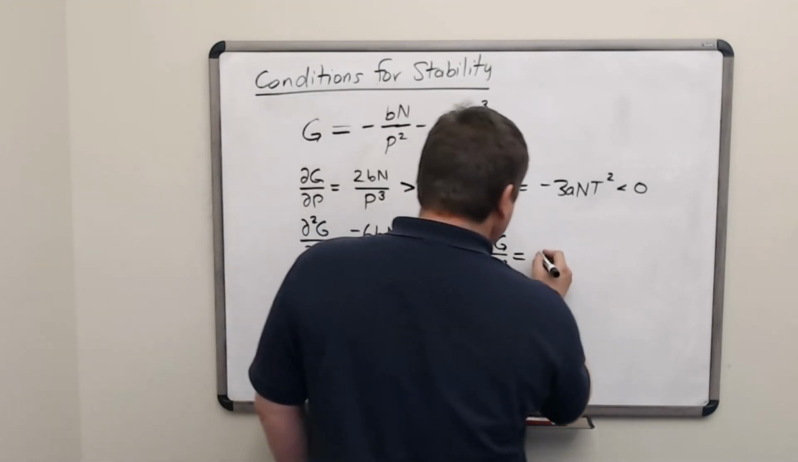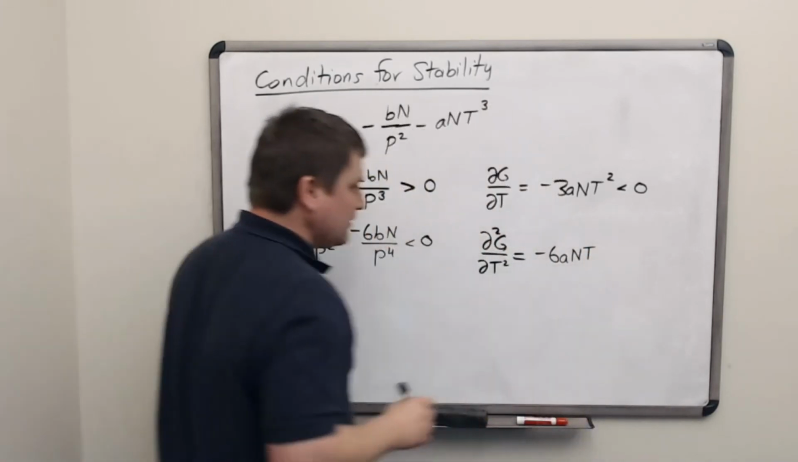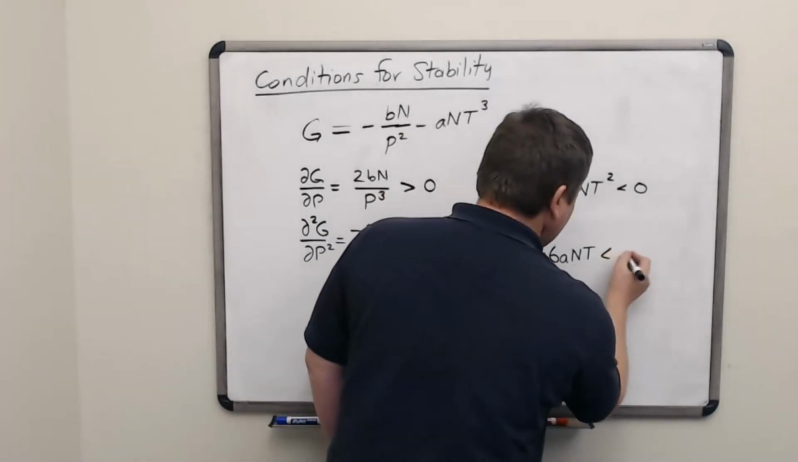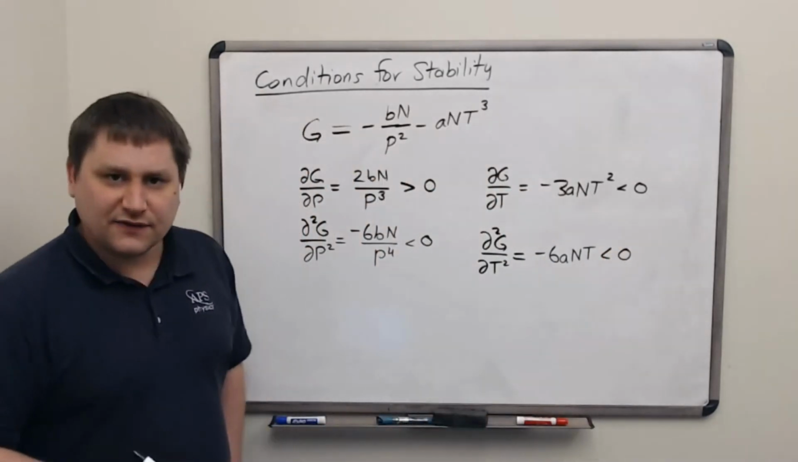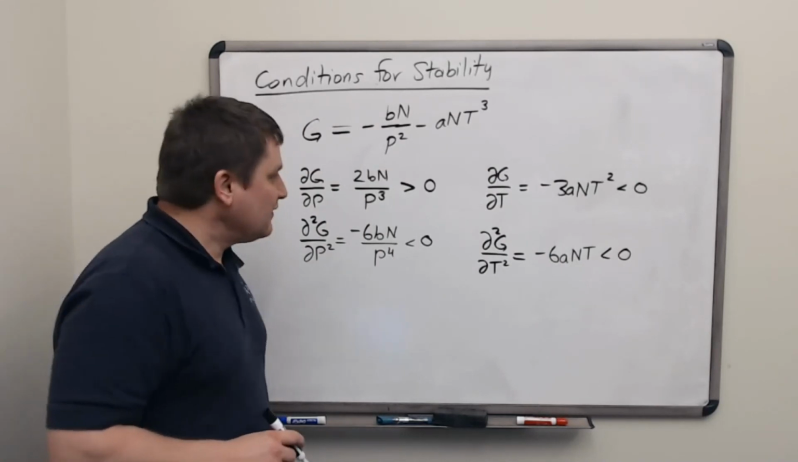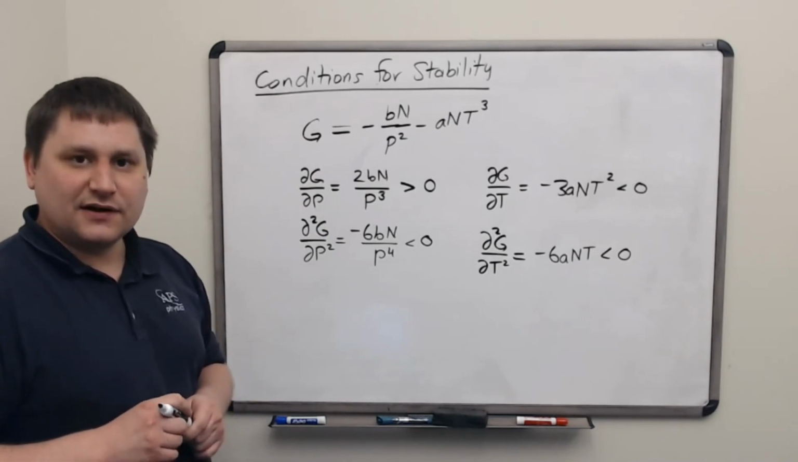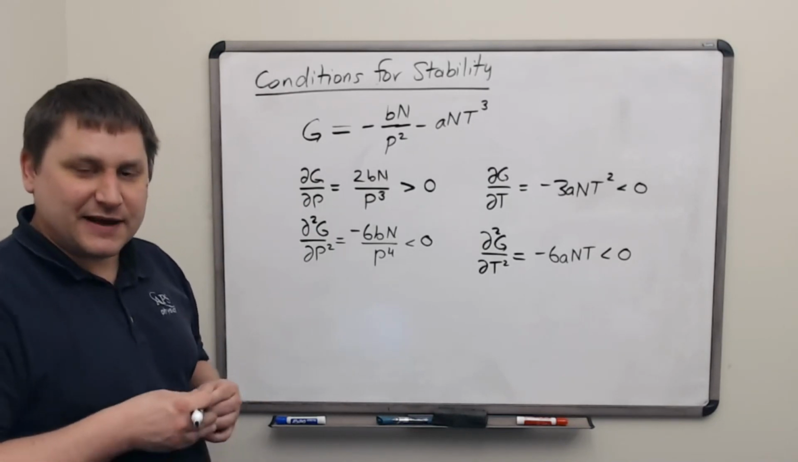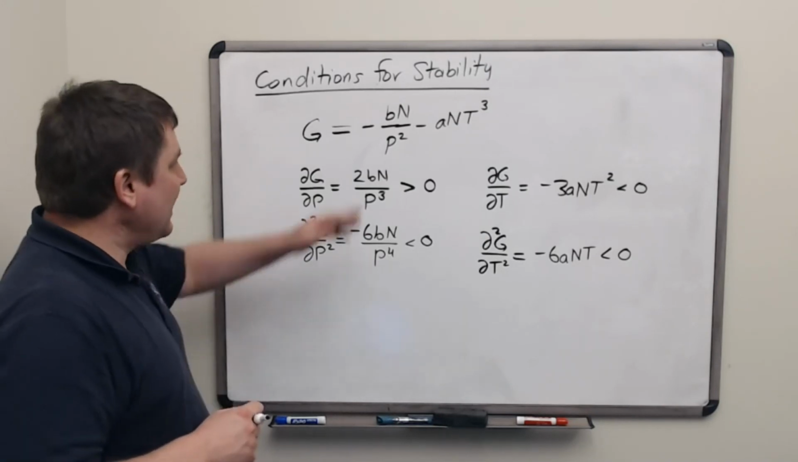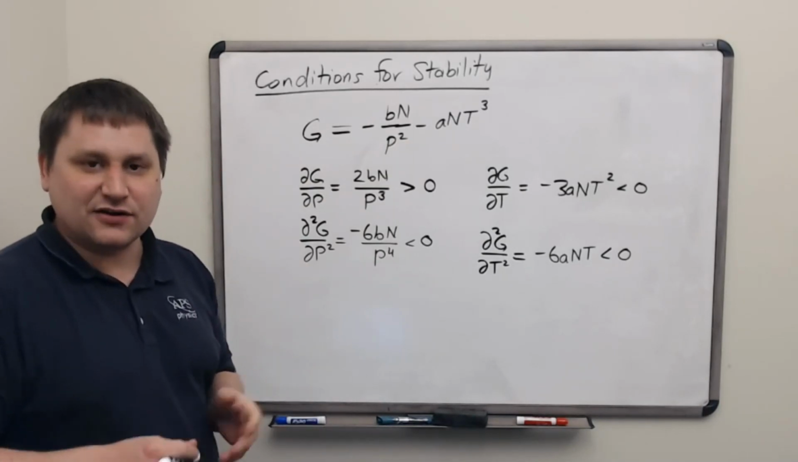And our second derivative is negative 6 times a times n times T. And that is also negative, which it has to be to give the model a positive heat capacity. So this model satisfies all the conditions of stability and positivity to make it a sensible thermodynamic model. It still remains to be determined whether the constants a and b could be chosen to make this match any realistic system and give good predictions.